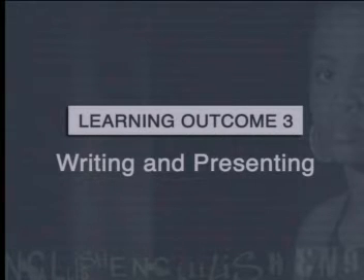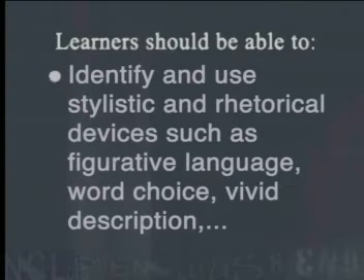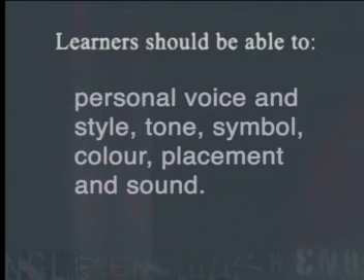This lesson is also linked to Learning Outcome 3, Writing and Presenting. It addresses the assessment standard that requires learners to demonstrate the use of writing strategies and techniques for first drafts. Learners should be able to identify and use stylistic and rhetorical devices such as figurative language, word choice, vivid description, personal voice and style, tone, symbol, color, placement, and sound.